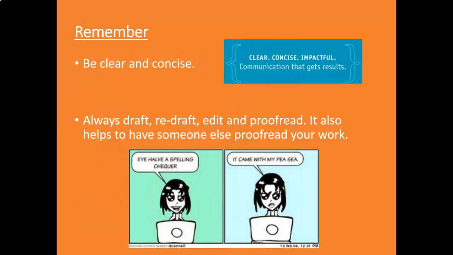Okay, so it says to remember, be clear, concise. Clear, concise, impactful. Communication that gets results. Always draft, redraft, edit and proofread, and it also helps to have someone else proofread your work. The picture says that I have a spelling check that came with my PC. Honestly, I do not understand what that means, but the spelling is not correct. So that person needs to do a redraft of the report.